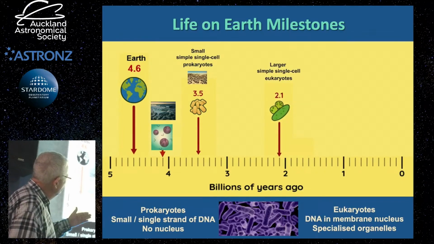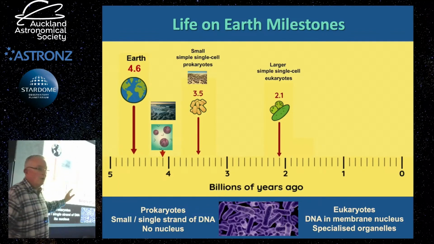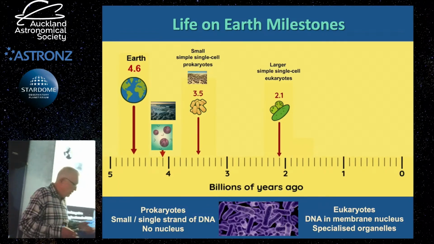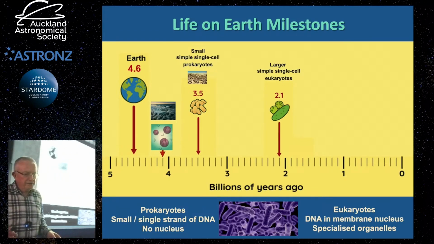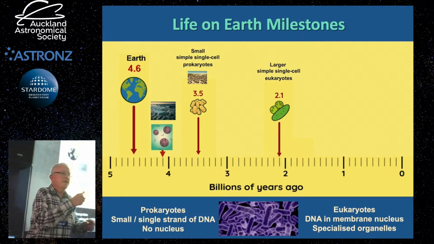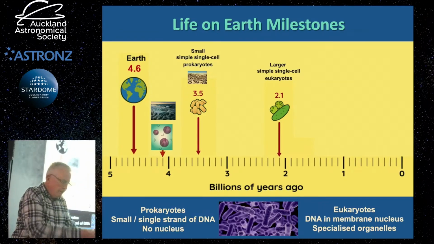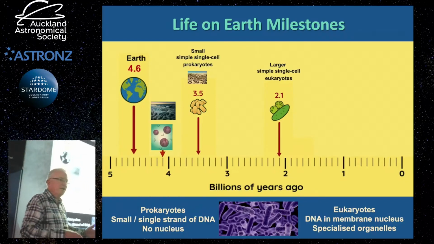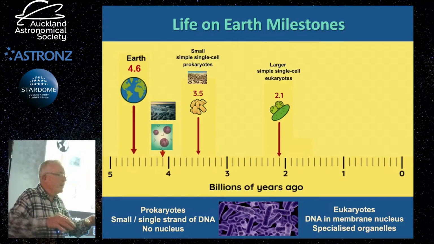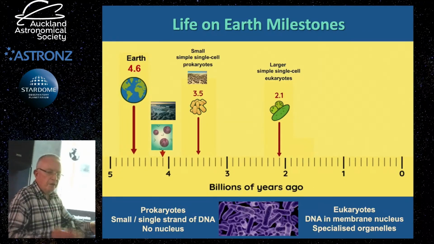Then larger, still simple, single-celled eukaryotes came along. We're all made of eukaryotes. It's just another chain in the evolution. Eukaryotes are a lot more advanced and sophisticated. They've got their DNA, a nice little double helix curled up into chromosomes, inside a nucleus with a separate membrane. They've got mitochondria, Golgi body, and all these other miniature organs called organelles inside them. So they're a lot more sophisticated, and it enabled more evolution down the line.